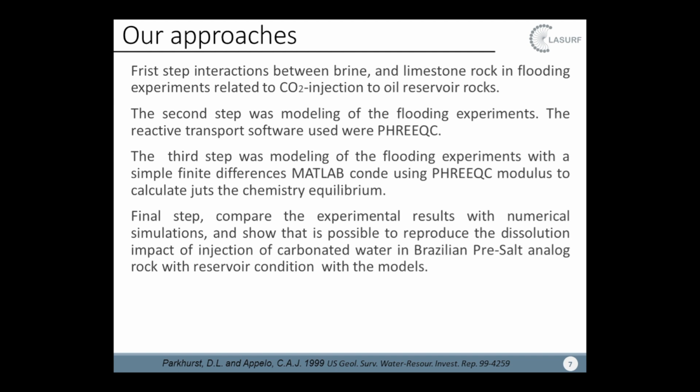So how do we approach this? At first, we get the experimental data from the core flood experiment. Then we try to simulate the same conditions, using PHREEQC as the equilibrium calculation inside MATLAB, use the model, and at the end try to compare what is happening.